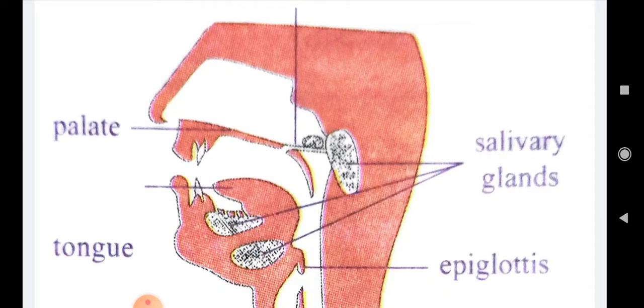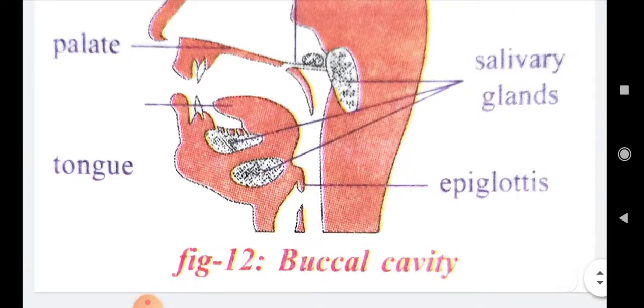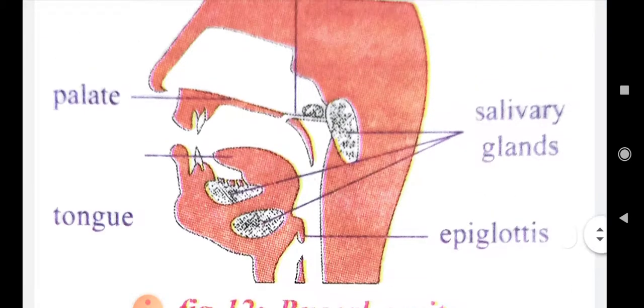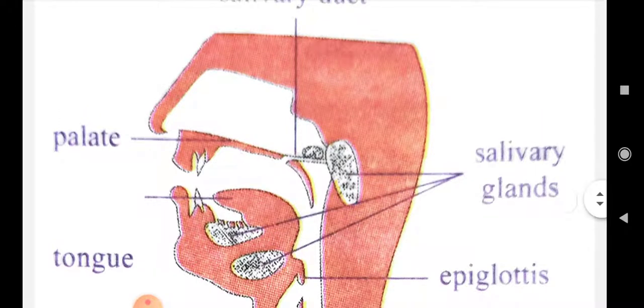You can see here the palate is present, the tongue is present, and the salivary glands you can see. Below the ears you can see the salivary glands, and under the tongue you can see the salivary glands. In the jaw also you can see the salivary glands, and this is the epiglottis. The epiglottis is a flap-like structure present between the pharynx and larynx. I have explained all of this in detail in the video related to digestion. If you want, you can go and watch the video.